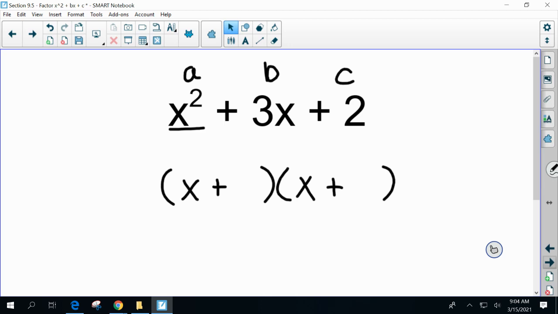Yes. What if that's an odd number, like x to the third? Yeah. We would factor it a whole different way. So this is only going to work with a square.